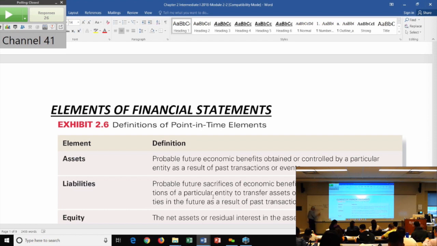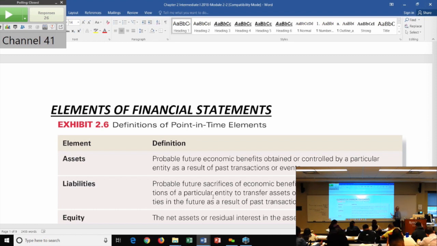Elements, and over a period of time, elements are primarily income statement related. Now, you're not going to be asked to memorize and spit back exactly what's here, but you have to know a lot of components.